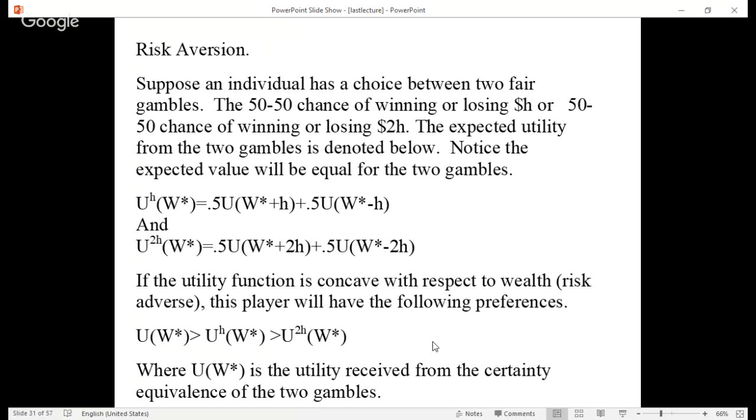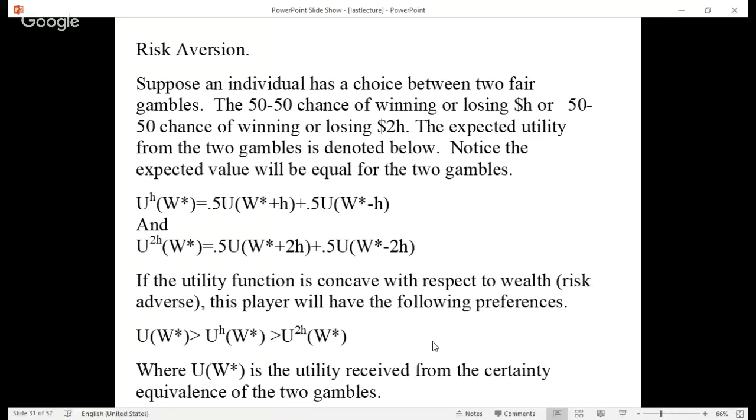Okay. So now what I want to talk about is risk aversion, or aversion towards risk. I'm going to set up a gamble graphically. Suppose I have wealth W and I set up a gamble where there's a 50% chance that I win an amount, I'll call it H, or I lose that same amount, H.